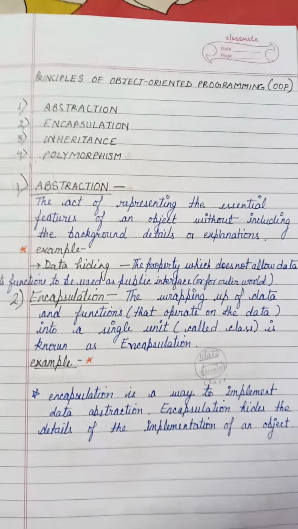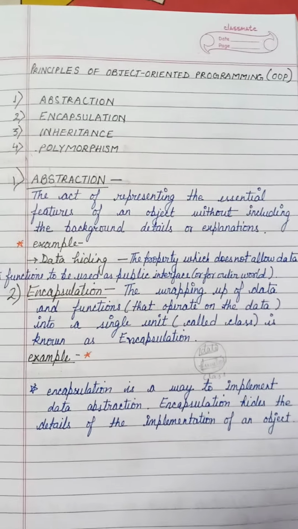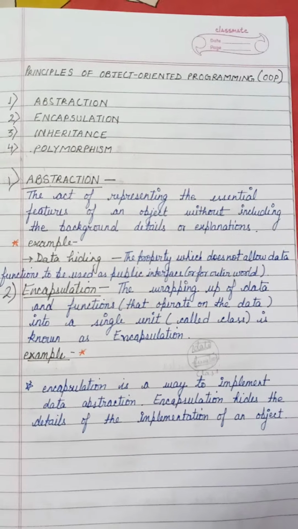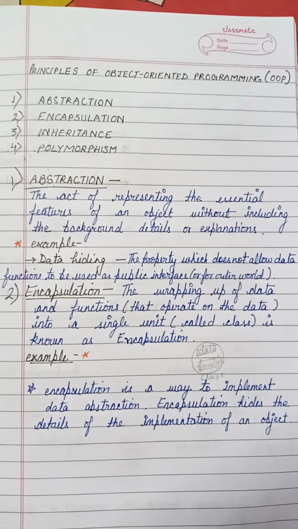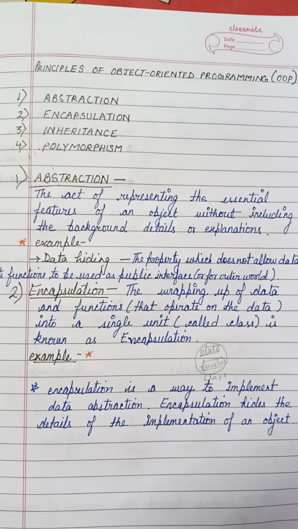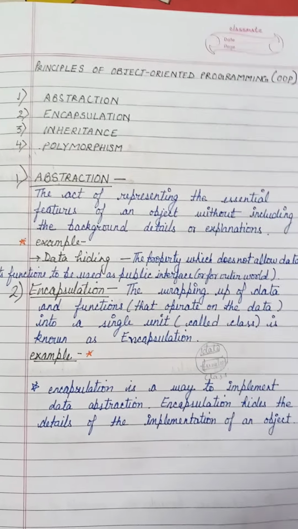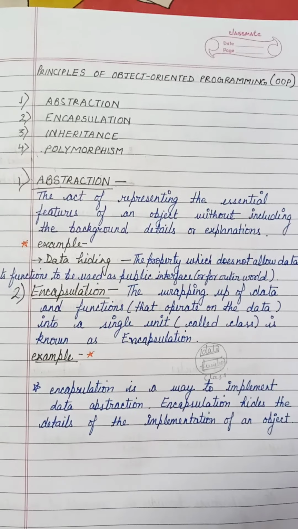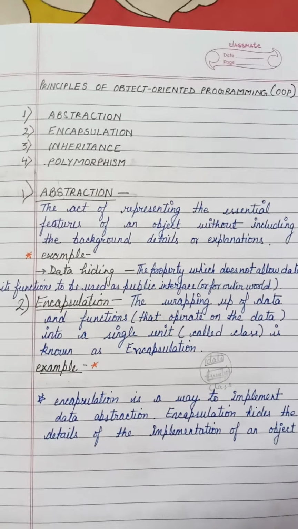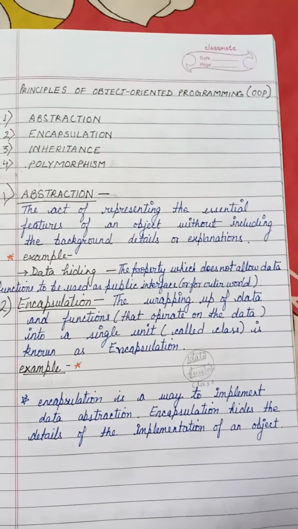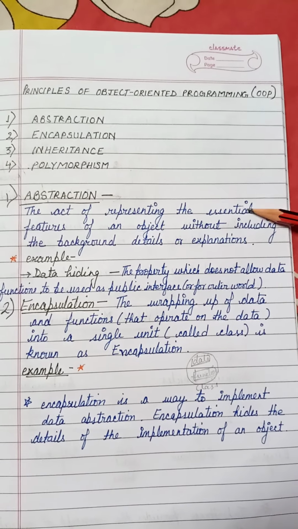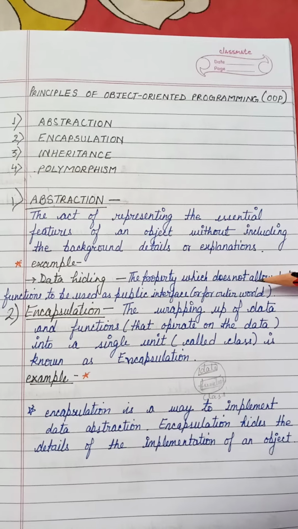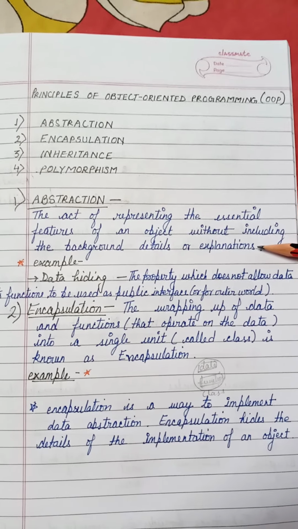So again, this is an example of abstraction. You know only the essential features, essential things to operate a switchboard, without knowing the background details of how it is working. So abstraction is the act of representing the essential features without including the background details or explanations.